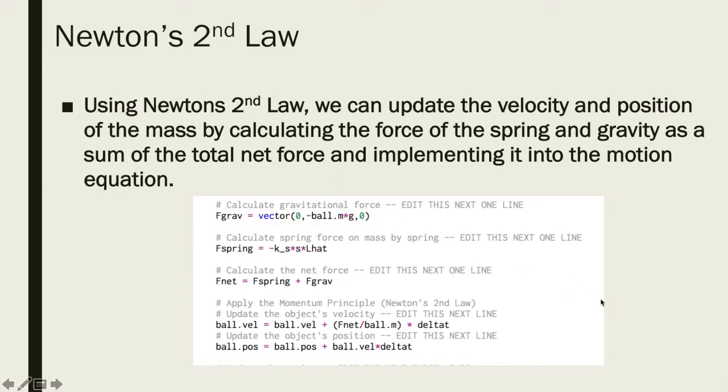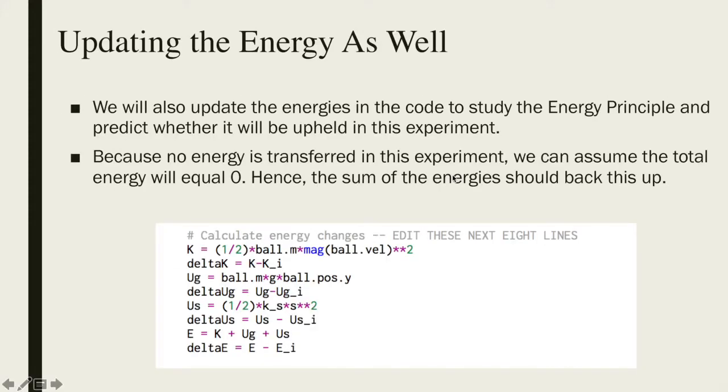Using Newton's second law, we can update the velocity and position of the mass as well, after calculating F net, which in turn would be F spring plus F grav, the spring force plus the gravitational force. Using this, we can update both of these things. We can update the energy as well, using physics principles that we understand. Because no energy is transferred in this experiment, we can also assume that the change in total energy should equal 0. Hence, later on, we'll find out if the energy change supports the law of conservation of energy.